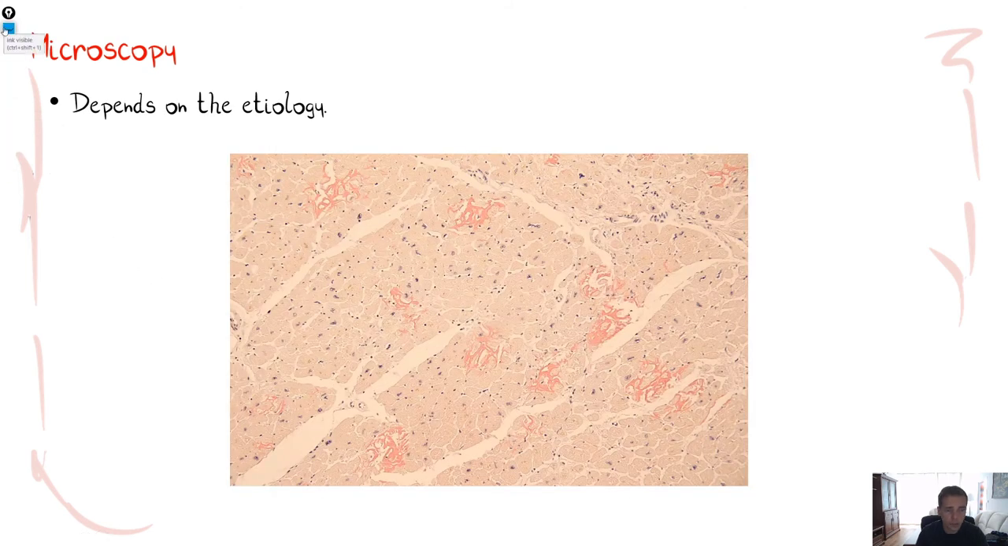Microscopy depends on the etiology. I said that it's usually amyloidosis, so there is a picture of amyloidosis of the heart. This is Congo stain that stains amyloid in red color. So all those red spots, it's the amyloid. It's the amyloid in the interstitium of the myocardium. So as I said, in this case, histology will help.